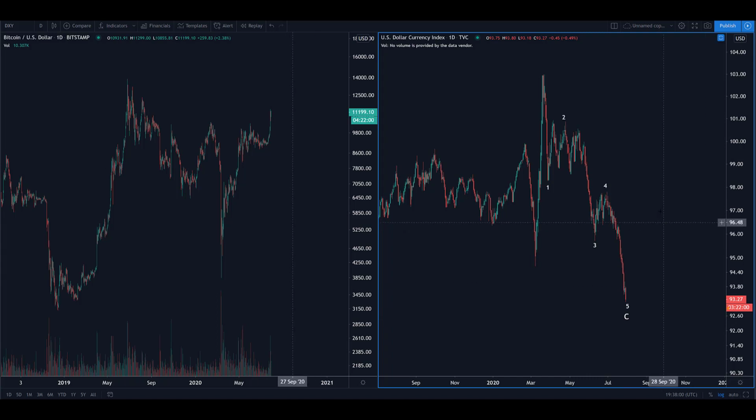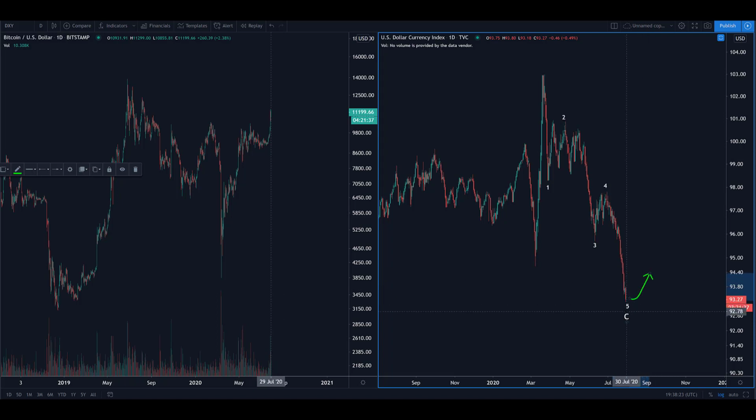So how does this relate to what might be the impact on the price of Bitcoin? Well, after 5 waves, Elliott wave states that there is a requisite upside correction, or opposite direction correction. That means there is a strong probability of the dollar reversing upwards.